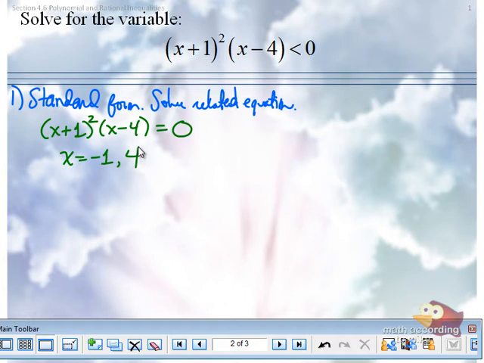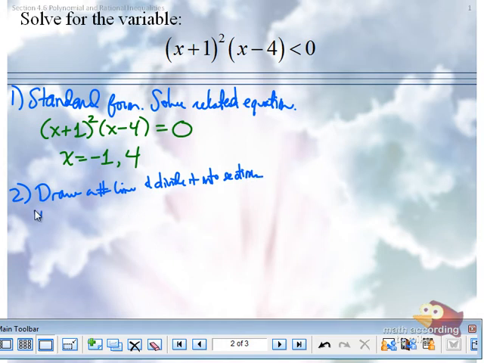Right. If you're going to go about the algebraic way, you absolutely need a number line. So step 2, draw a number line and divide it into sections using the numbers from step 1.